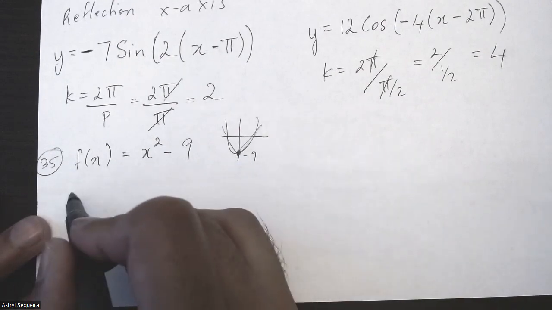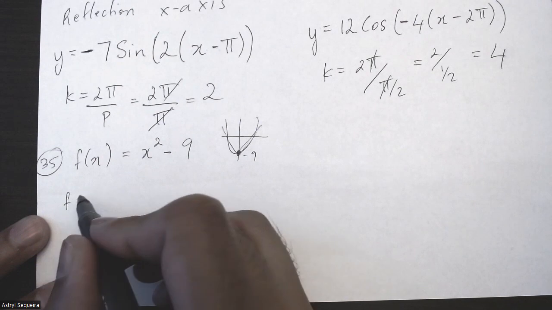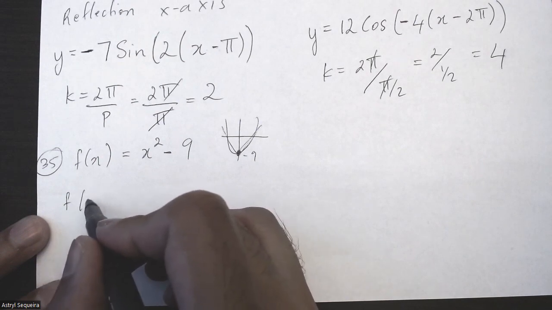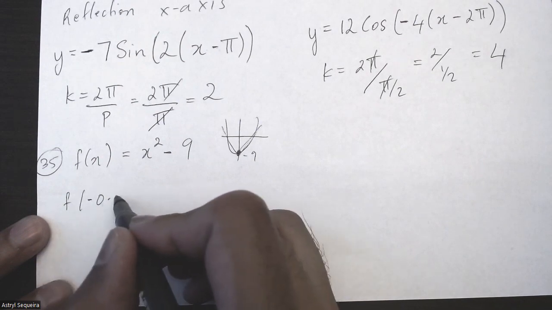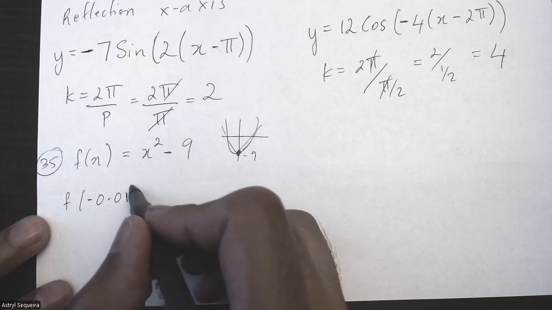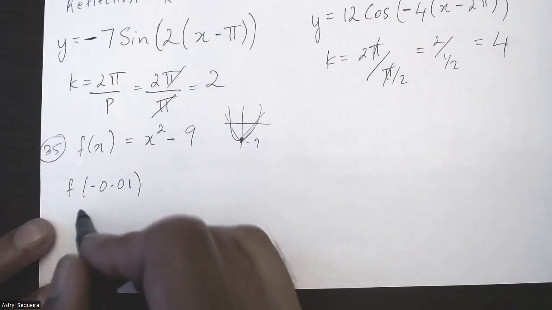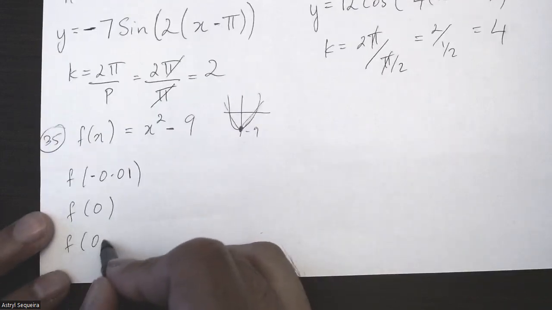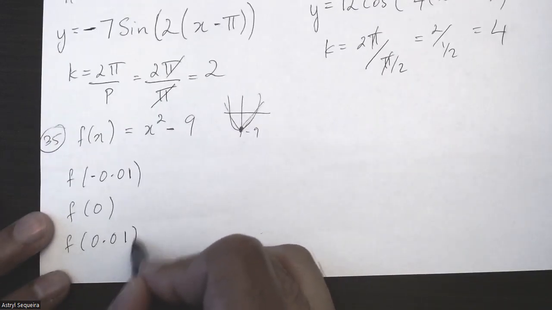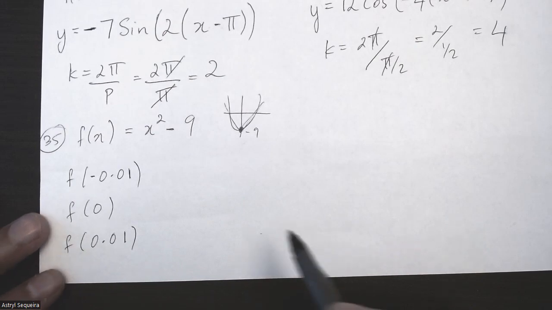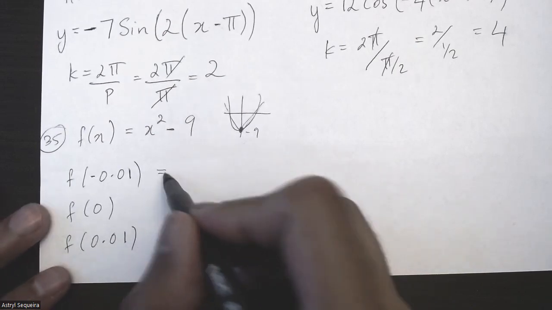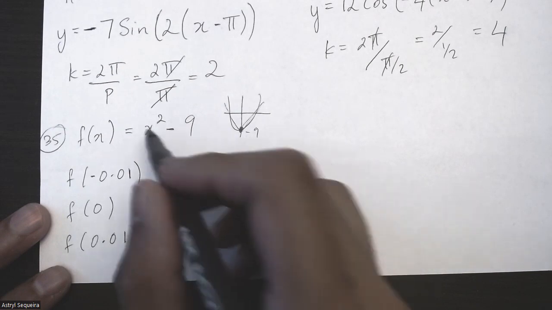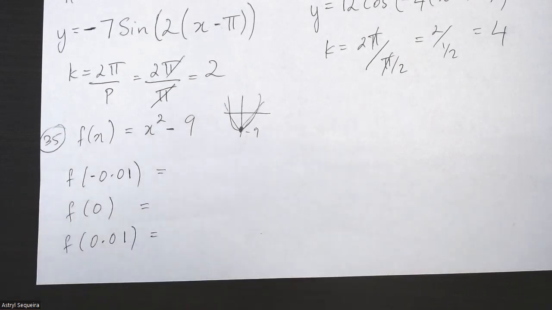So what I'm going to do is find f of negative 0.01. I'm going to use an h value of 0.01. Then I'll do f of 0, and I'll do f of positive 0.01. So I'm going to sub in negative 0.01 into that equation. I'll just do it in my calculator.